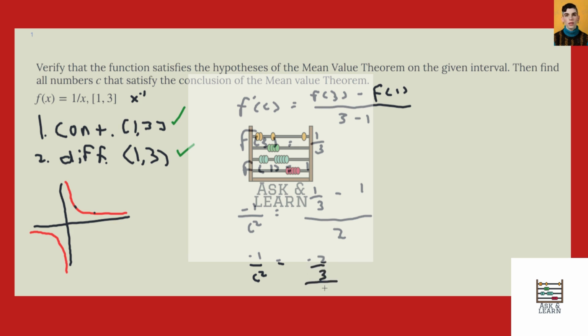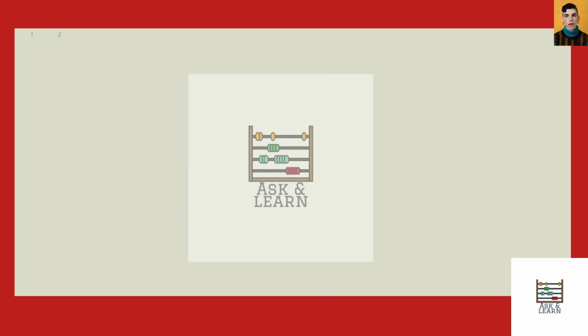all over 2. I'm going to bring this to the next page. And that is negative 2/3 over 2 will just simply give us negative 1/3. So negative 1 over c squared equals negative 1/3. And now we just flip this, and the negatives cancel. This just gives us c squared equals 3.